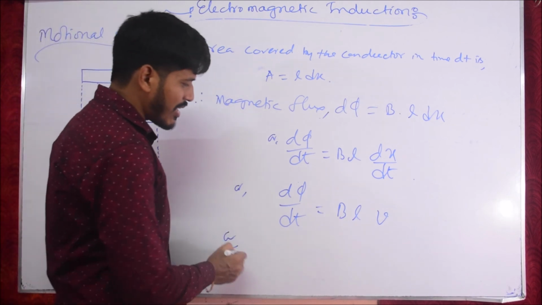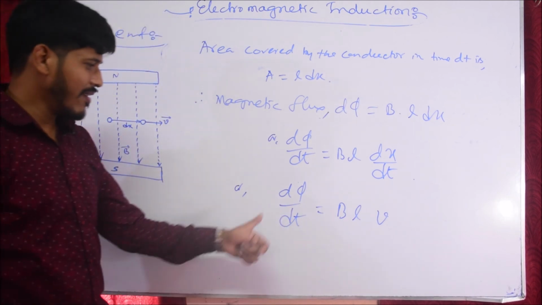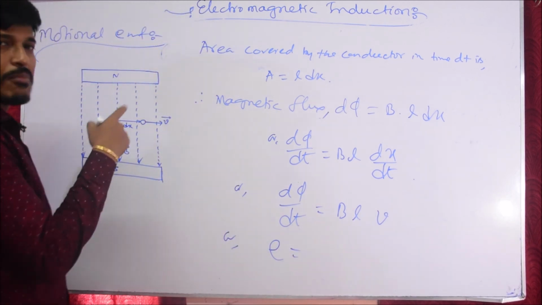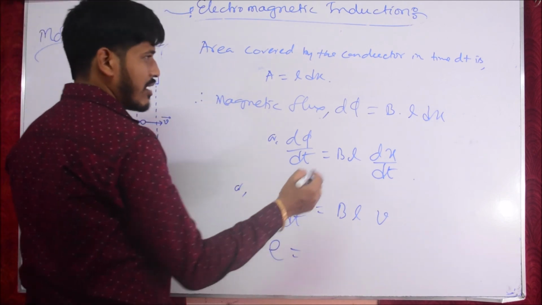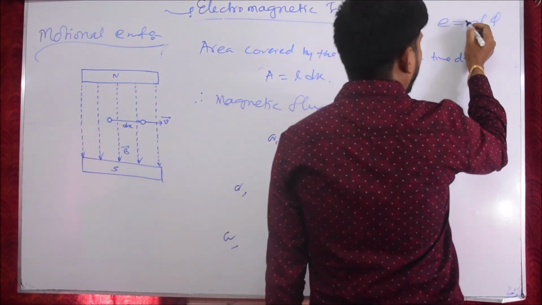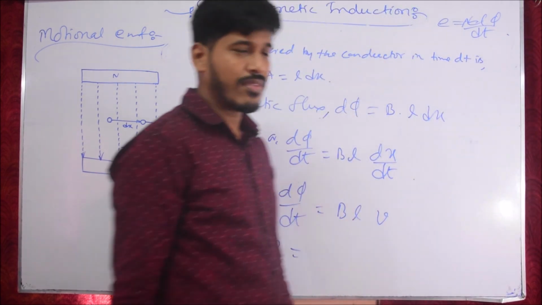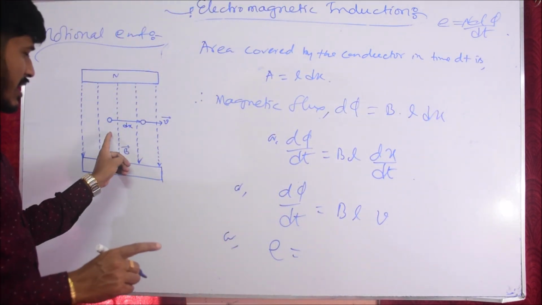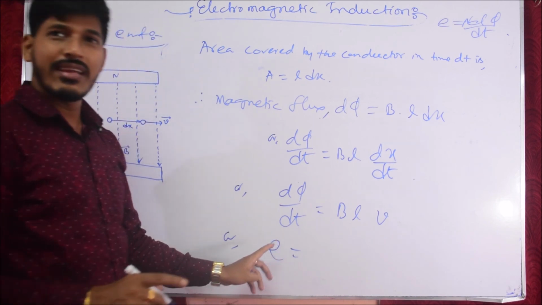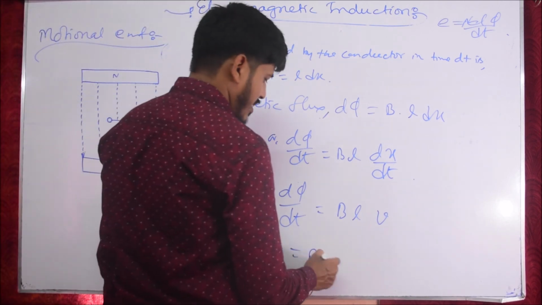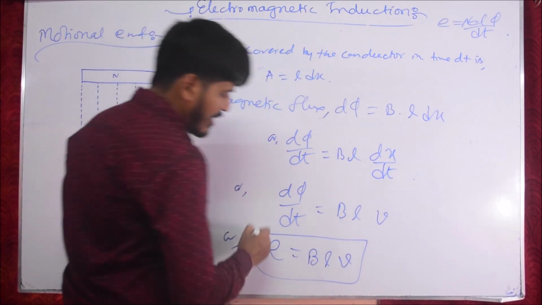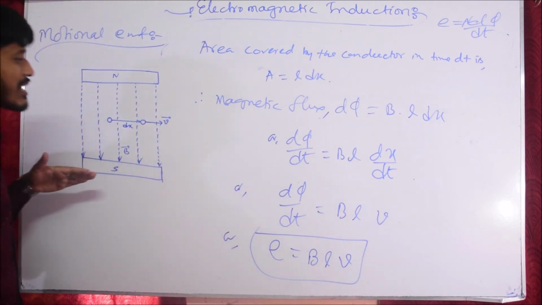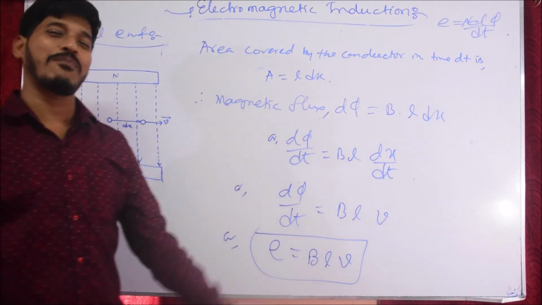So we know E for a single turn, here the number of turns is 1. So we know E is equal to n d phi dt from Lenz's law, only considering the magnitude. For a single conductor n is 1, so E is equal to d phi dt, which is BL V. So induced EMF is equal to BL V whenever the conductor is moving normal to the magnetic field.